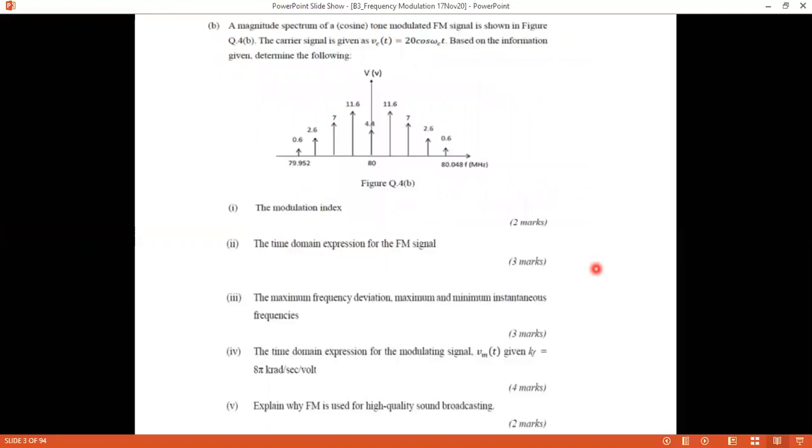For this final exam, I'll just focus on the first part, the introduction to FM, from the general equation up to power performance. The second one, this figure shows the FM spectrum. You can compare to AM, which has a maximum of 2 sidebands. We can have many sidebands in FM. The question asks things very similar to AM: modulation index, and the time domain expression of the waveform, which is something new. Maximum frequency deviation, and maximum and minimum instantaneous frequencies. So what are they?